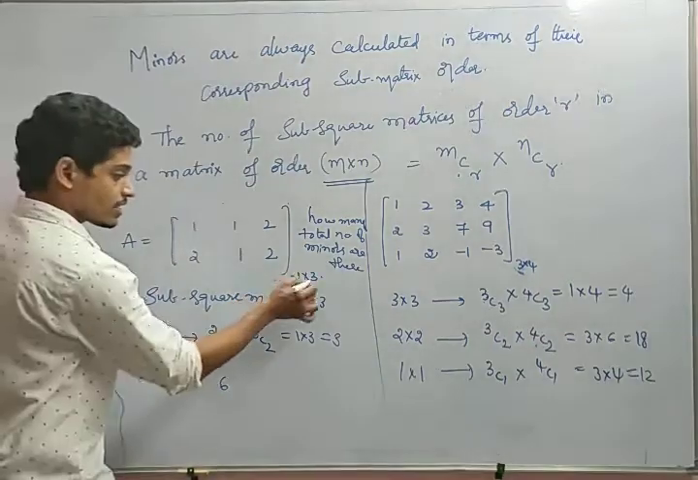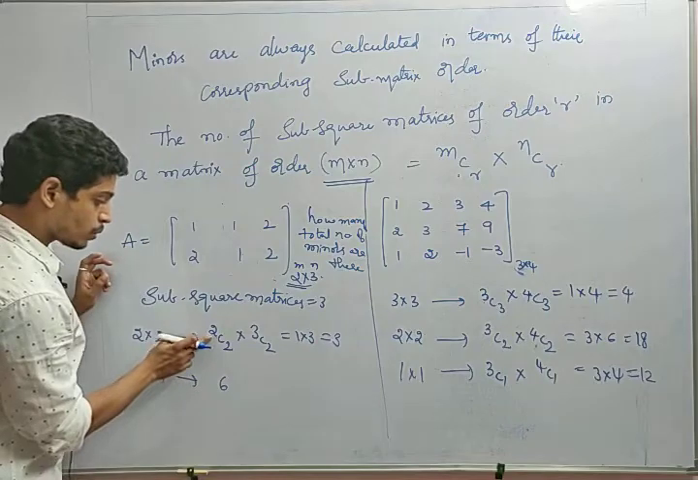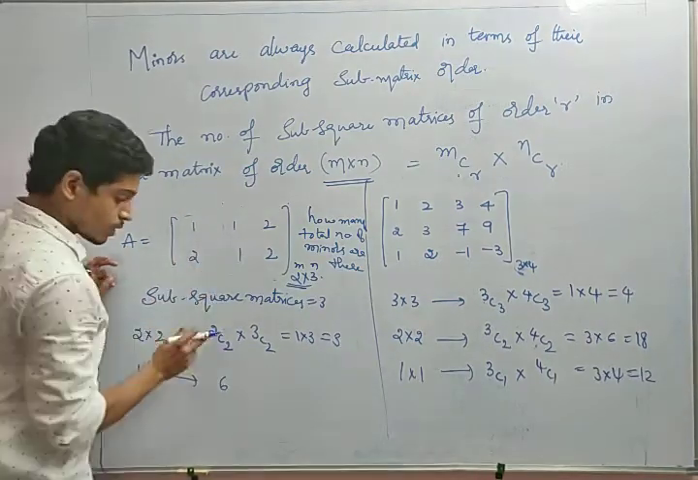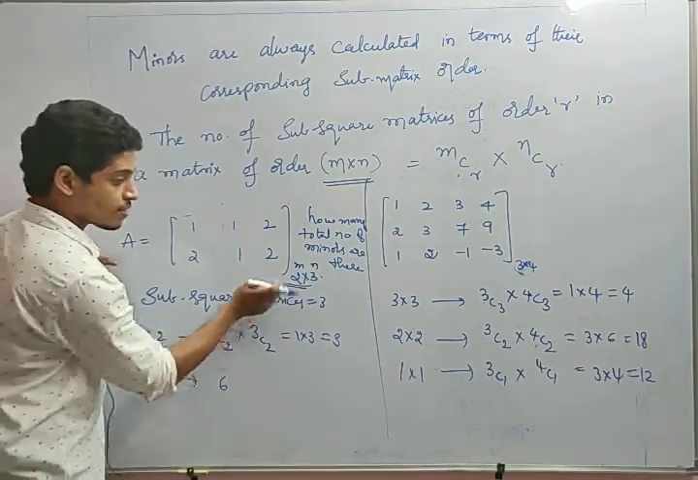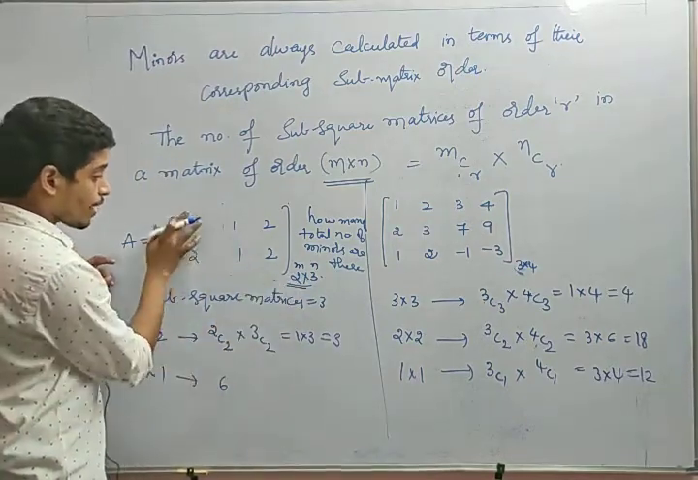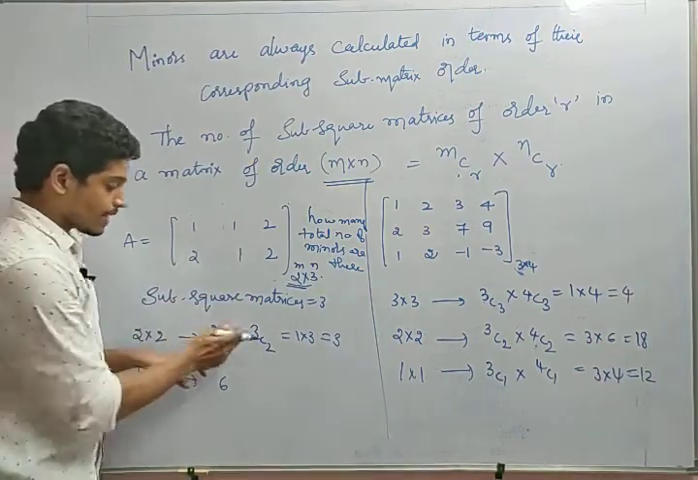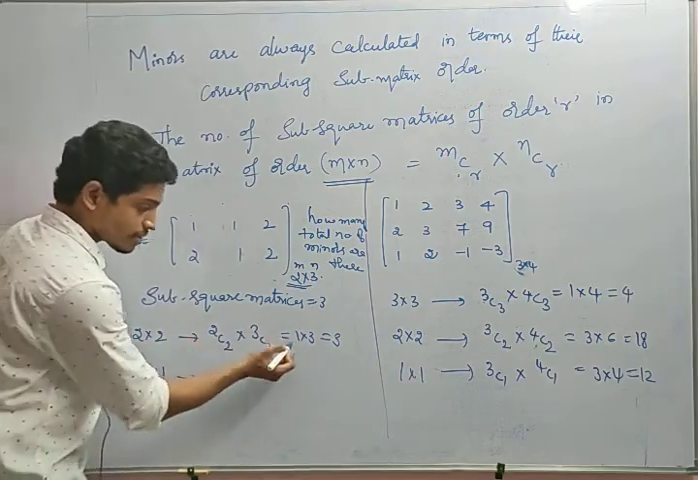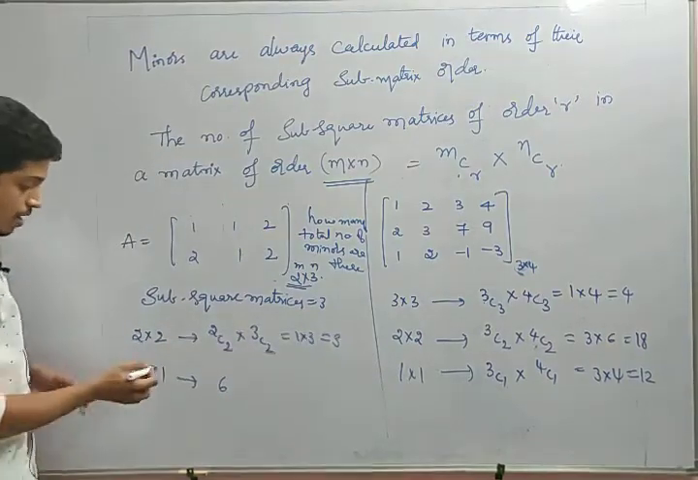Here in this 2 by 3, this is M, this is N. So 2C2, because we are calculating 2 by 2 subsquare matrices, into 3C2. What is this 2? It is the R, the order of the subsquare matrix we are calculating, and M and N are 2 and 3. So by calculating 2C2 into 3C2, 2C2 is 1, 3C2 is 3, that is nothing but 3.